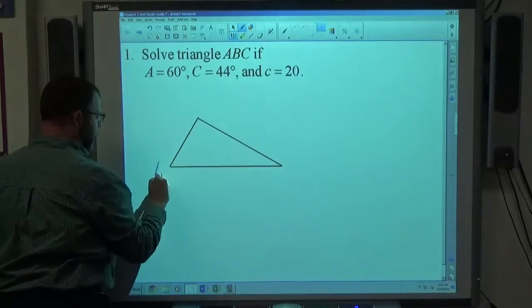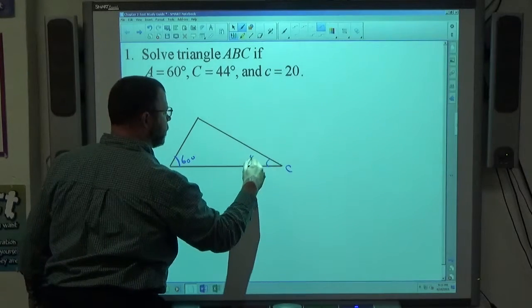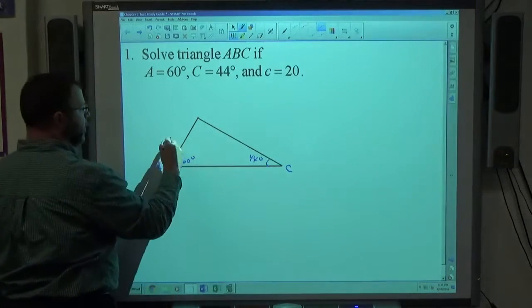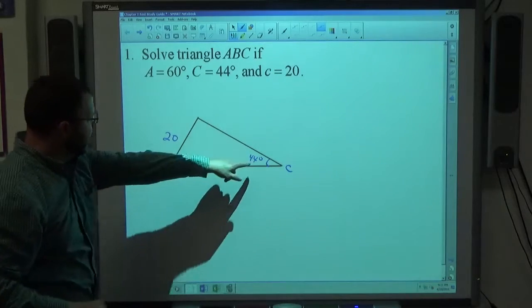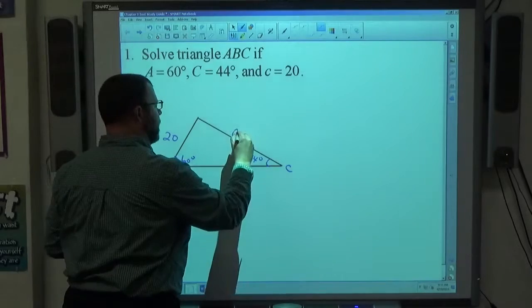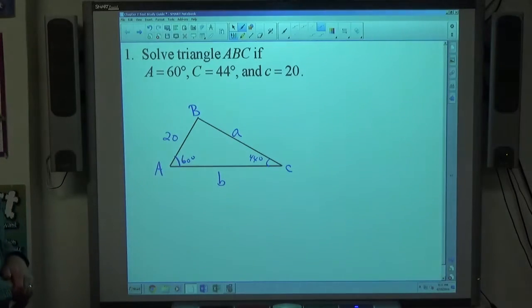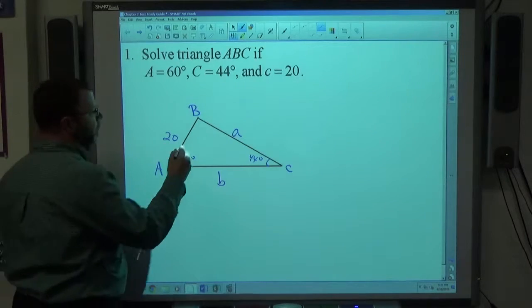So angle A is right here at 60 degrees. We're going to call this angle C at 44 degrees. Side C is 20. So I've got an angle-side setup. So if we're trying to find the missing sides, A and B, and the missing angle B, I can begin by finding angle B. It's easy enough.